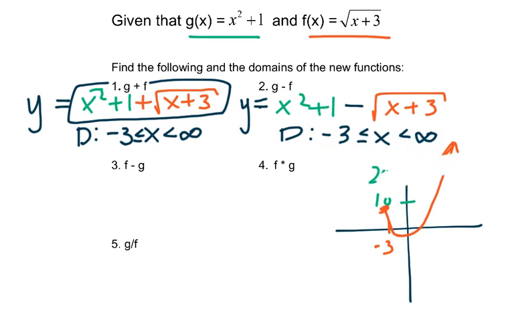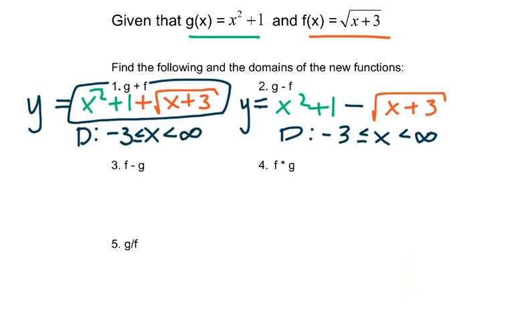And so this is our domain there. All right. Moving on, the next one we're going to subtract. So we're taking f minus g. So again, we'll type into our y equals in order to find the domain. The y equals f, which is the red one, so square root of x plus 3. And then to that, we're going to subtract the x squared plus 1.